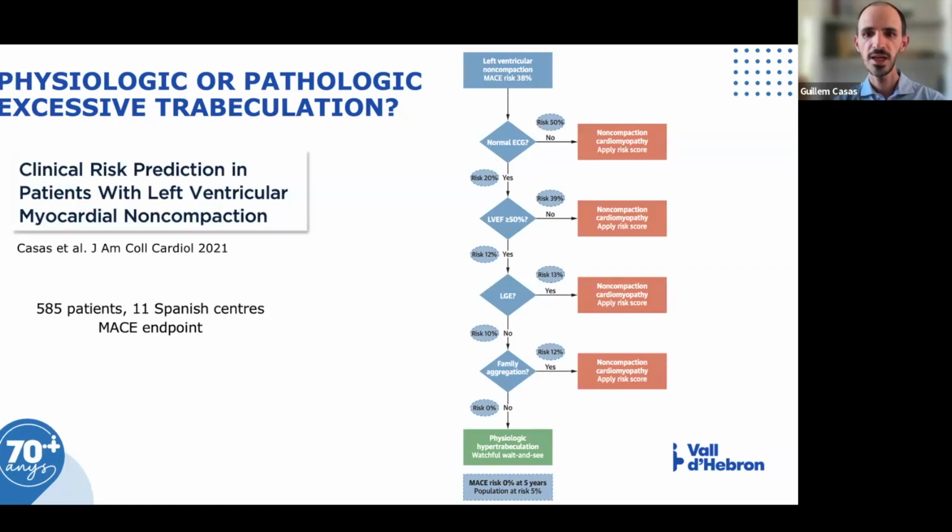On the other hand, patients with abnormalities in any of these mentioned variables had a much higher risk of MACE, suggesting they have a non-compaction cardiomyopathy, or cardiomyopathy with excessive trabeculation, however you want to call it, but nevertheless a cardiomyopathy with increased risk of adverse events.